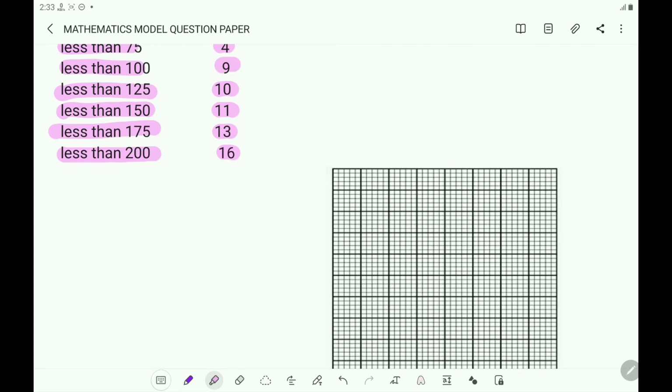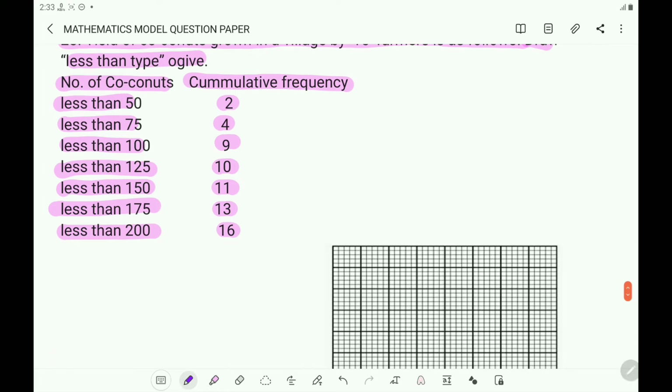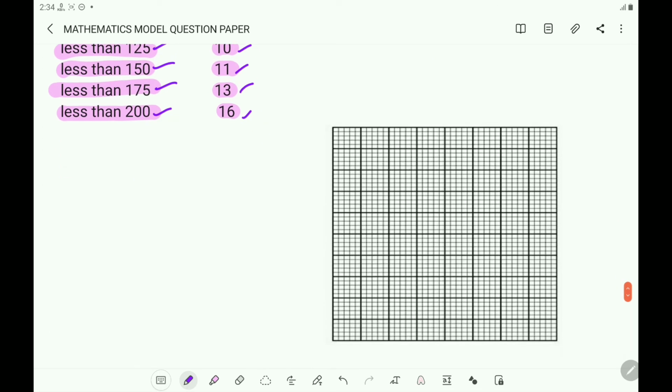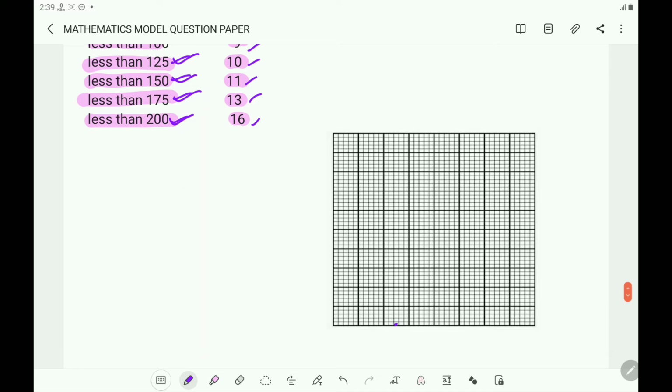You know the method of drawing the ogive. You take 50, 75, 100, 125, 150, 175 and 200 on the x-axis, and the cumulative frequencies 2, 4, 9, 10, 11, 13, 16 on the y-axis, and you consider the scale here. Take 50, 75, 100, 125, 150, 175, 200 on the x-axis, that is the upper limit.